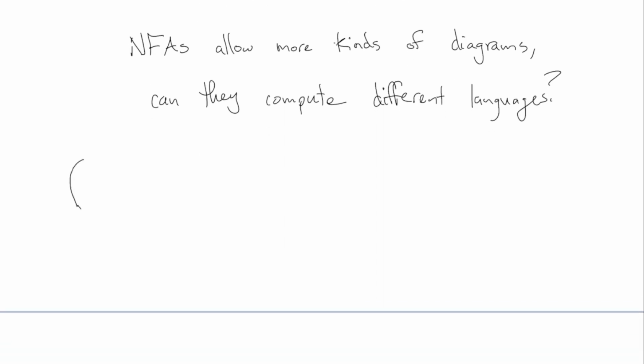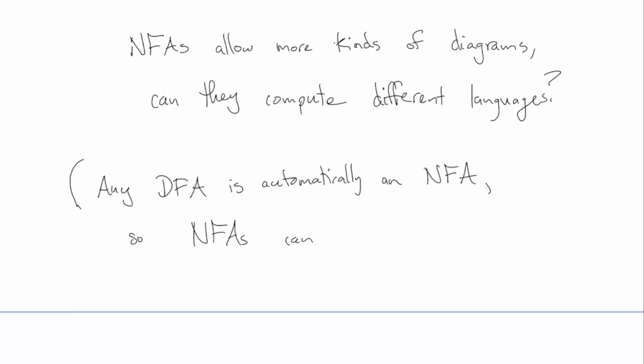I'll write this down. Any DFA is automatically an NFA, because NFAs are allowed to do more stuff, but anything that a DFA can do, an NFA can do with the same diagram. What that means is that NFAs can compute any regular language. Remember, regular language means a language that a DFA can compute. I haven't used that word in a few days, but that's what it means.